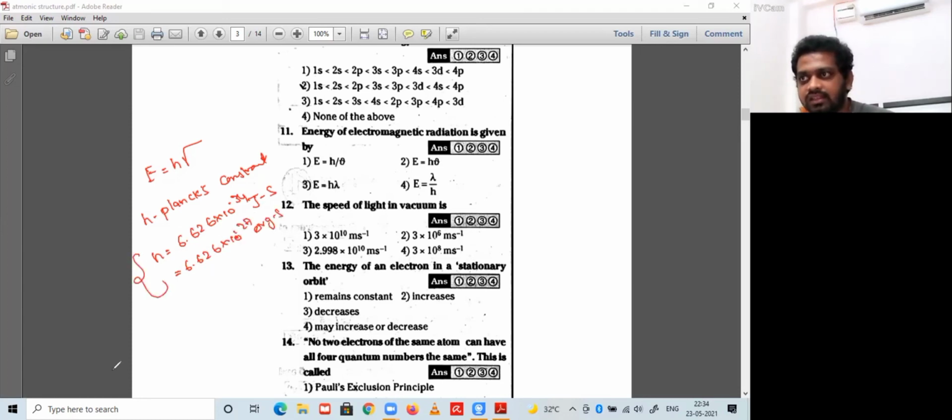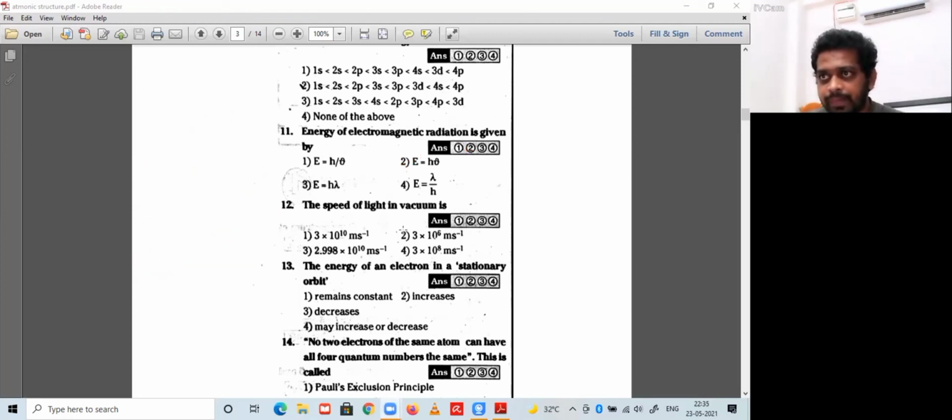This value is also very important from the exam point of view. So the option is E is equal to h nu, where nu is frequency. Option 2 is the correct option. Question number 12. The speed of light in vacuum is given by c, 3 into 10 to the power of 8 meters per second, and in centimeters 3 into 10 to the power of 10 centimeters per second. Option 4 is the correct option.